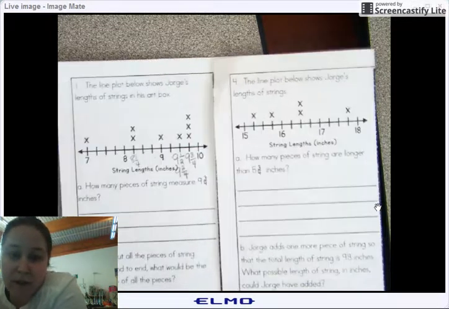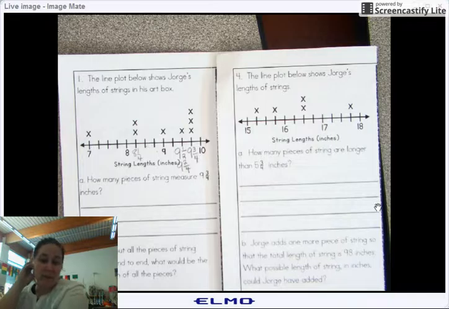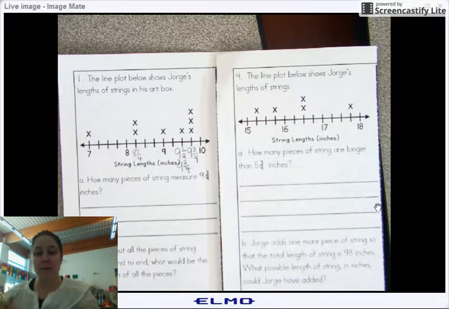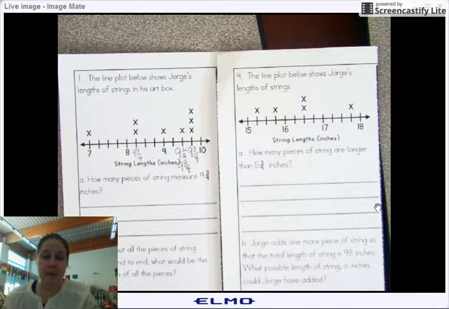Some will start off very basic. We're going to talk about this, and we're also going to talk about how to solve when it's not just looking at the thing and giving an answer, because that's definitely not the standard. But we're going to start off very basic with answering these questions. Okay, how many pieces of string measure 9 and 3/4 inches? And so type in your answer to Edpuzzle.